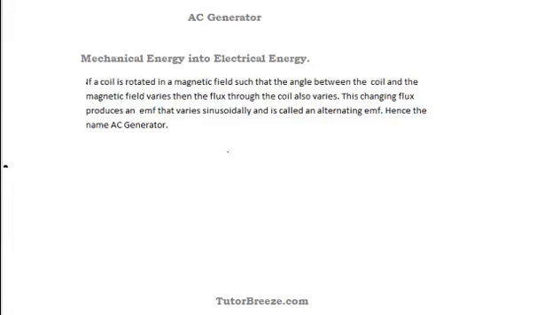We'll now take a look at the principle. If a coil is rotated in a magnetic field such that the angle between the coil and the magnetic field varies, then the flux through the coil is also a varying flux or a changing flux. Now this changing flux produces an EMF, and the EMF that is produced varies sinusoidally and is called an alternating EMF. So the name given to this device is an AC generator.